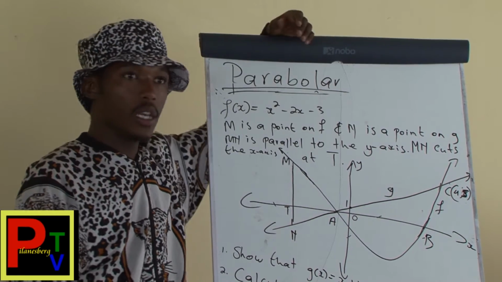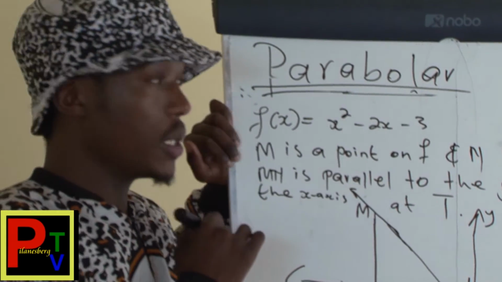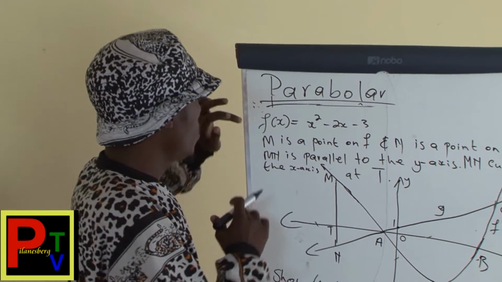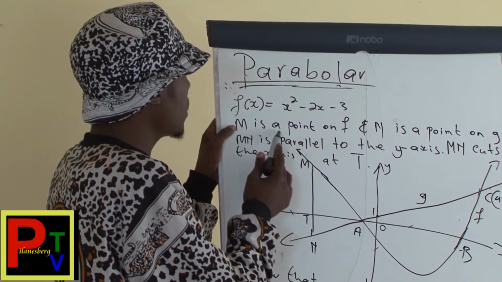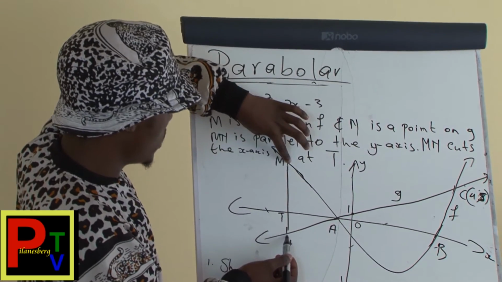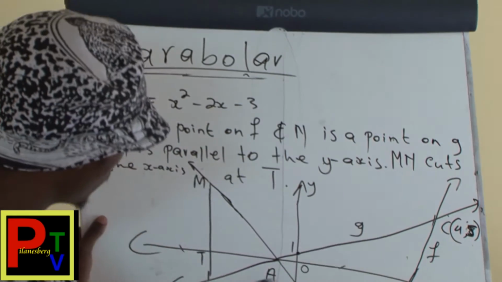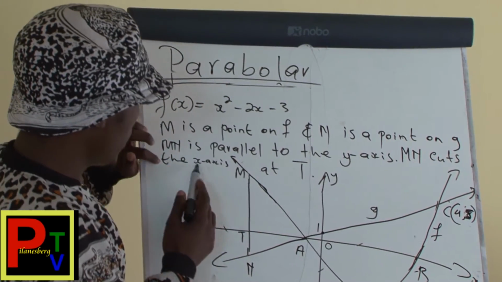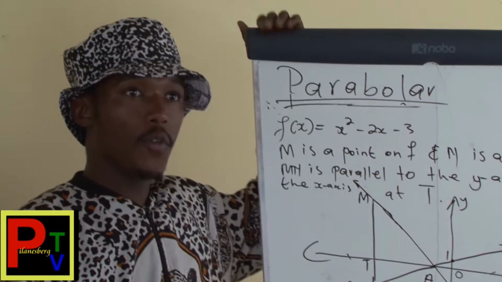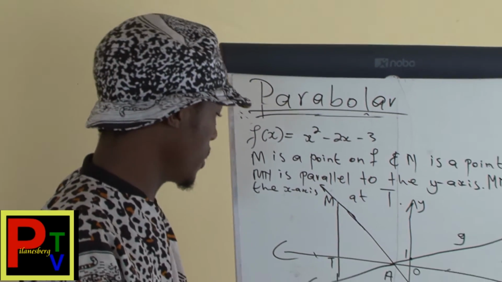We are now given an equation of this nature. Fortunately, this time around, they're not asking us to find the equation. They gave us the equation now. We are given the equation, then they're saying M is a point on f and N is a point on g. Therefore, this is M, this is N here. M N is parallel to the y-axis. M N crosses the x-axis at T here. Usually every piece of information matters in mathematics. Why am I giving this information? Let's check the questions there.